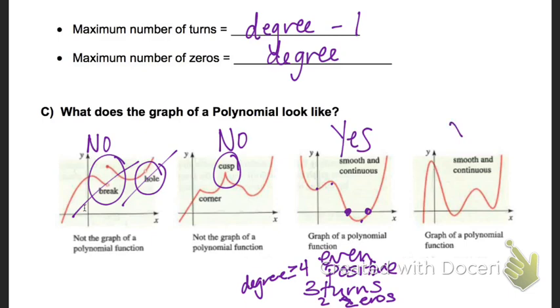Okay, the next one is yes. I want you to fill in the things that I did on the third one. So, is it even or odd, positive or negative, how many turns, how many zeros, and the degree.